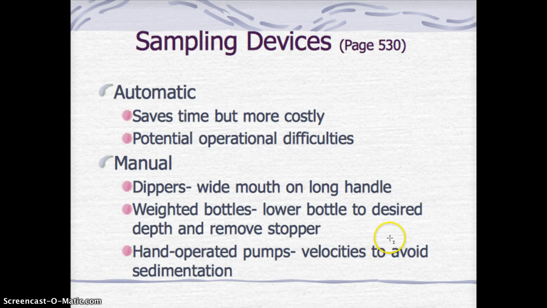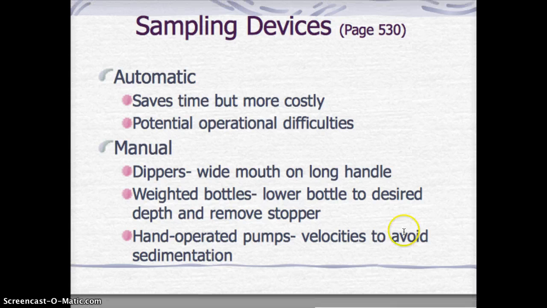Weighted bottles. You lower the bottle to the desired depth, and then you remove the stopper, and then fill it up. And then hand-operated pumps. They are used at velocities to avoid sedimentation.